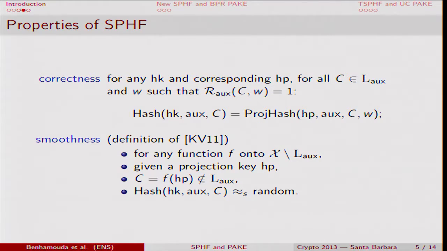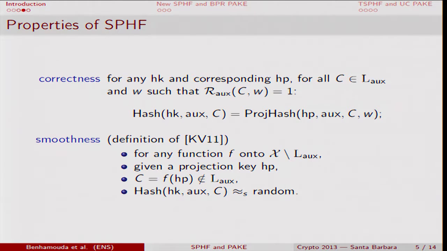What properties should an SPHF verify? The first property is correctness. It says that computing the hash value of a word in the language using the hashing key is the same as computing the hash value of a word in the language using the projection key and a witness for this word.